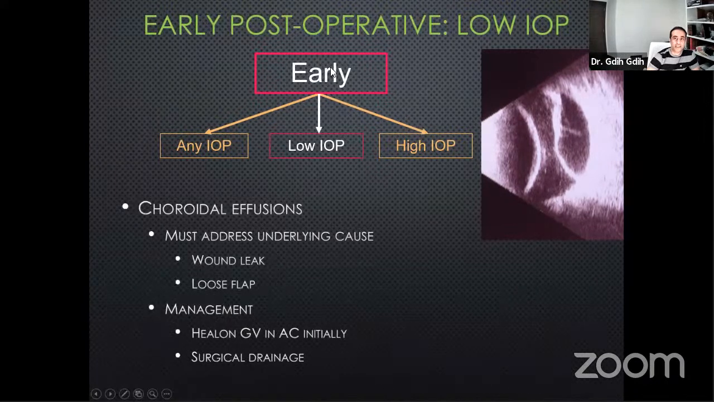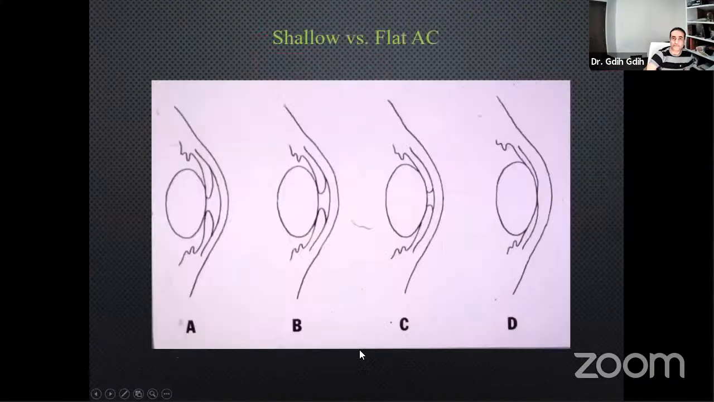And then you have early post-op complication with high IOP. If we have high IOP, choroidal effusion can be there as well. So you must address the underlying cause. If it is a wound leak, you address it. If it is a loose flap, you address it. Heal-on GV in AC initially can be used, or surgical drainage also can be done.